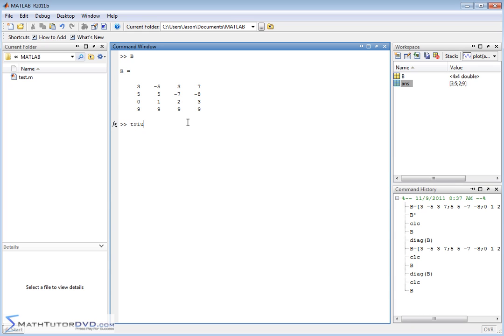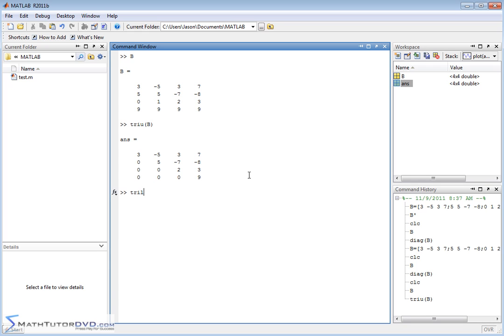So you have TRIU, that means triangle upper. If we just pass it a matrix, triangle upper is going to produce another matrix, but it's only going to have the upper triangular elements, including the diagonal, that remains. Everything else is going to be set to zeros. And so now you have these elements that you can use in subsequent calculations or whatever you're trying to do.